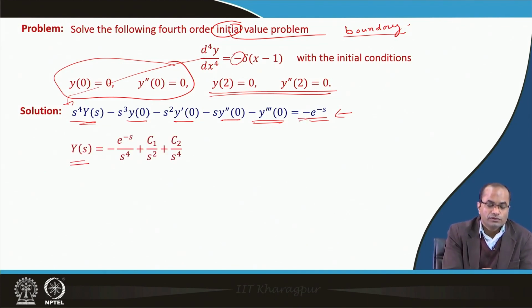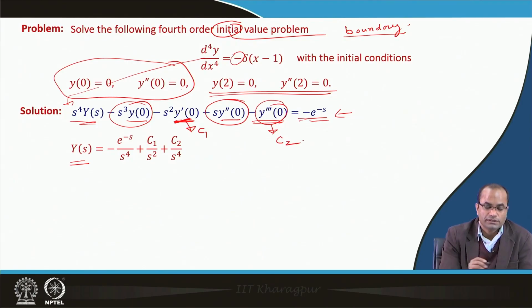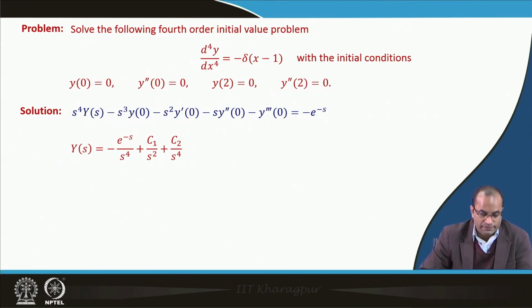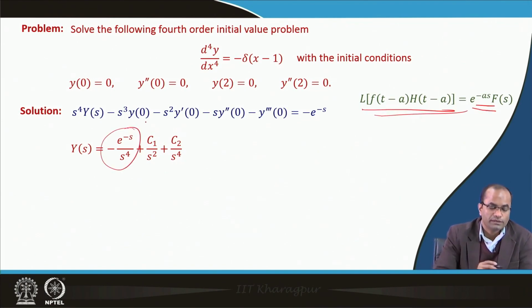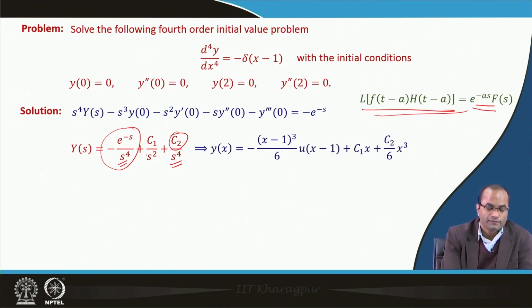After simplifying, because we have to now consider, for instance, that y naught is 0 and y double prime is 0, this term will vanish and also this term will vanish, but this will remain. So, we can take it as C 1, and this coefficient we can take as C 2. So, we get this expression for Y(s), and then we know the shifting theorem which can be applied here for e power minus s. There is an s to the 4 term here also, but there is no shifting theorem, no e power minus s. So finally, due to this e power minus s there will be a shift by 1.